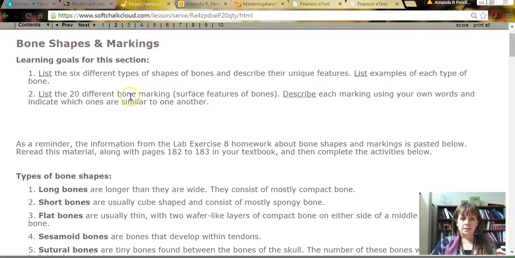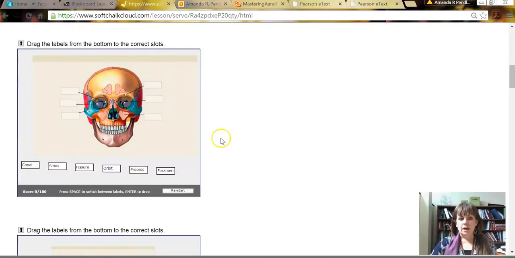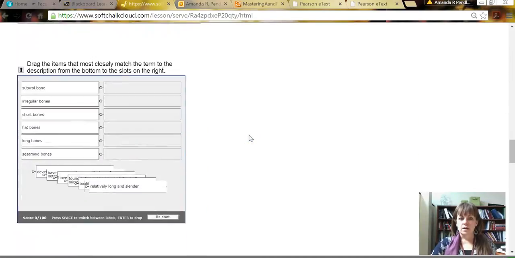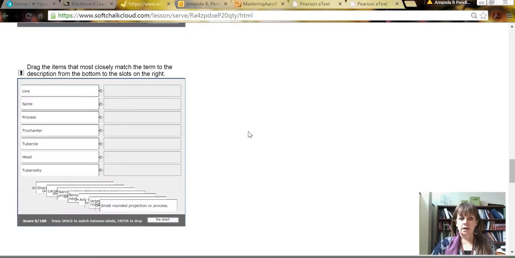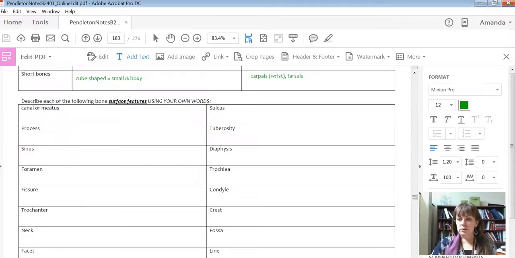Okay, now what I'd like to talk about are the 20 different bone markings, also called surface features. These activities down here help you recognize and describe some of these surface features. What I'd like to do is actually go here to your notes packet.